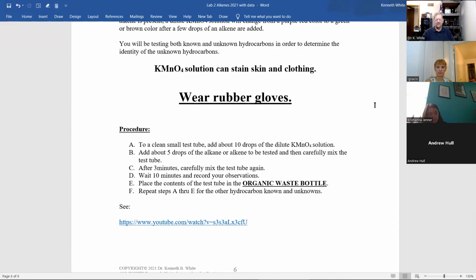You don't have to wait 10 minutes. I usually tell the students to wait about 2 minutes. Then when you're done, put it in the proper waste bottle, which I'll tell you, and you repeat steps A through E for the products below.